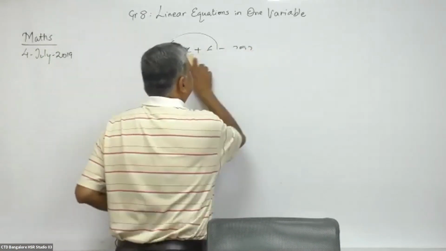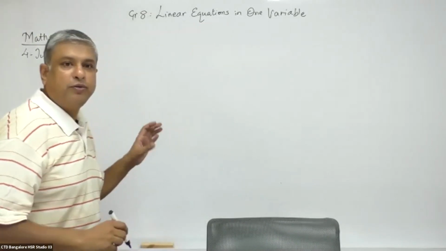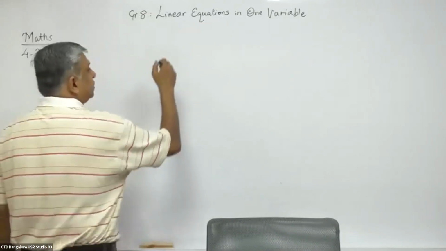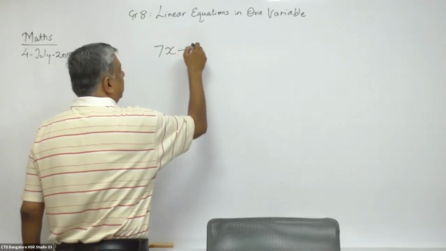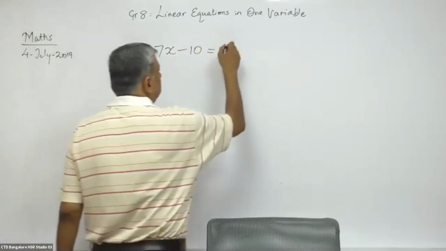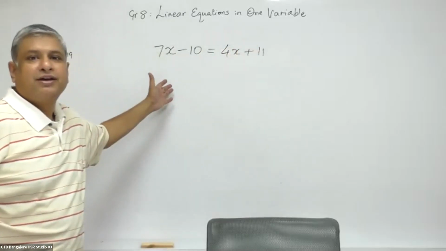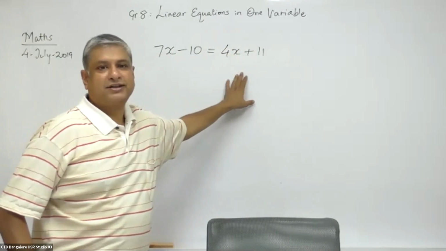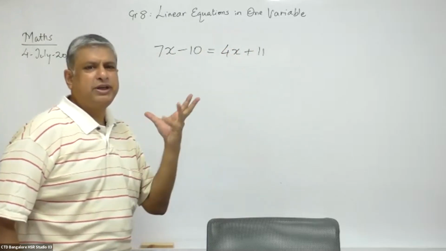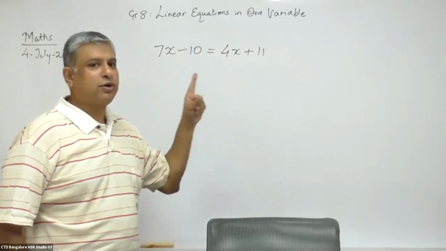Let's take an example. So let me take a very simple equation, which has variables on both sides. So 7x minus 10 equal to 4x plus 11. So can you see? Now variables are on both sides. So what does this mean to us to solve linear equations? Actually, it just needs one more step.